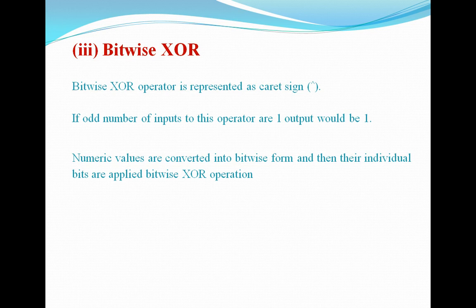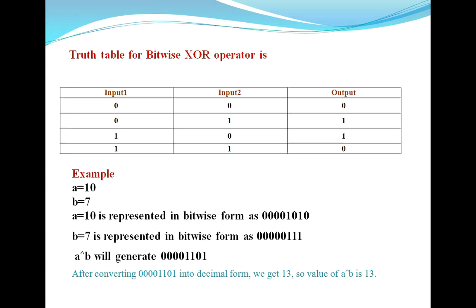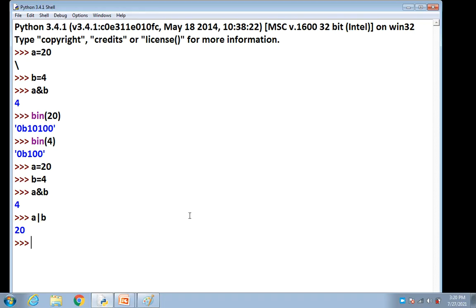Now let's discuss the next one, that is the XOR gate. The bitwise XOR operator is represented with the help of the caret sign. If an odd number of inputs to this operator are 1, the output will be 1. That means if exactly one input is 1, you will get 1. I have represented this with the help of a truth table: 0 0 you will get 0, 0 1 you will get 1, 1 0 you will get 1, 1 and 1 you will get 0.